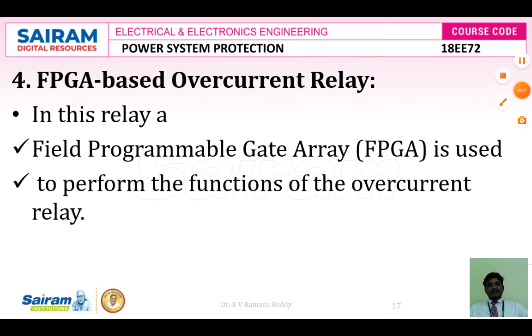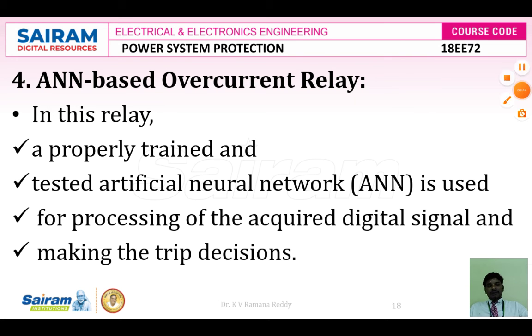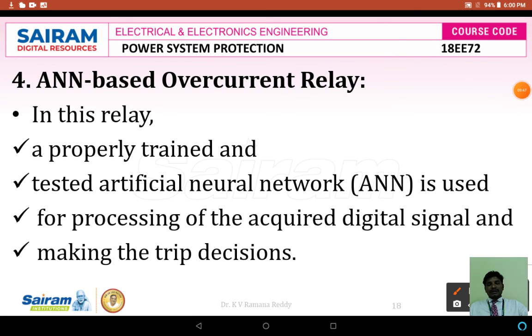The next type of relay is called an FPGA based overcurrent relay. FPGA simply stands for field programmable gate array, and this relay is used to perform the functions of the overcurrent relay. Another type of overcurrent relay is the ANN based overcurrent relay. ANN simply stands for artificial neural network. It is a properly trained and tested ANN relay, which is used for processing the acquired digital signal and making the trip decisions.